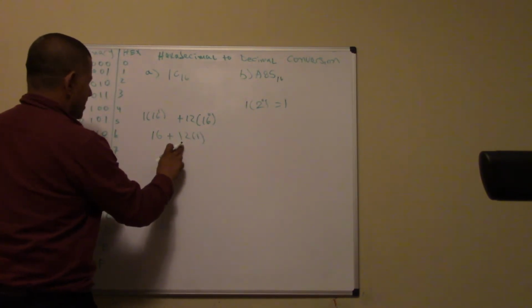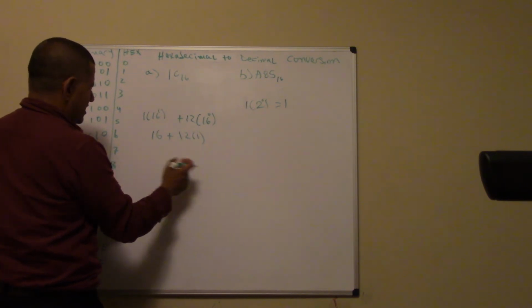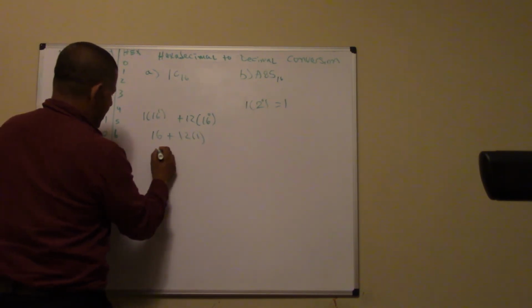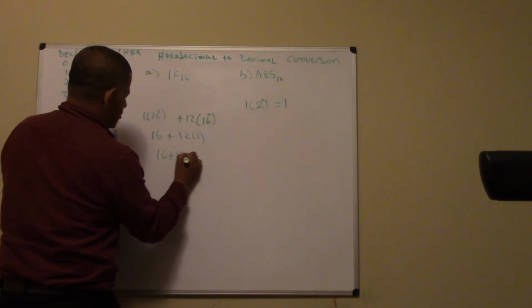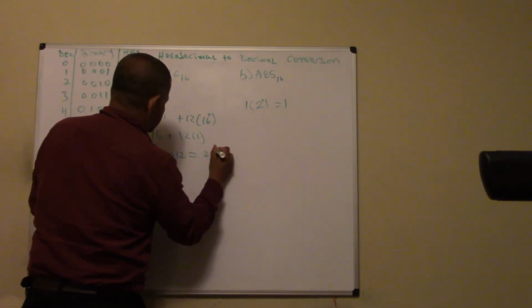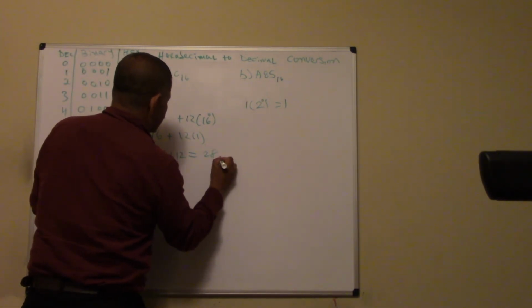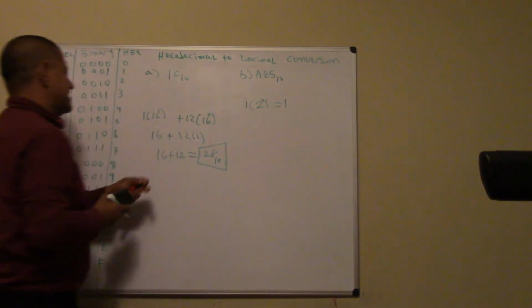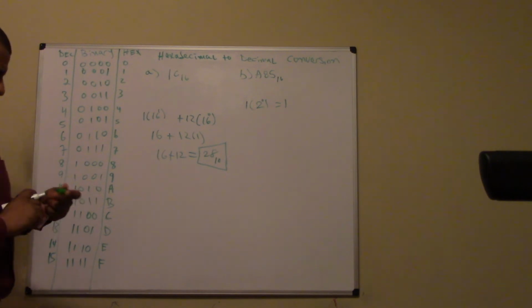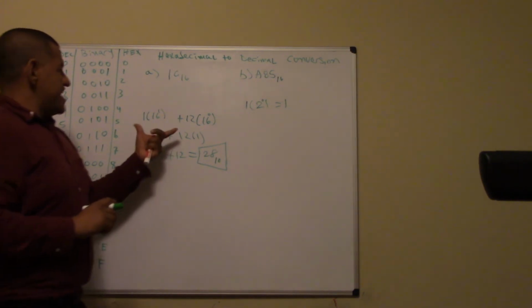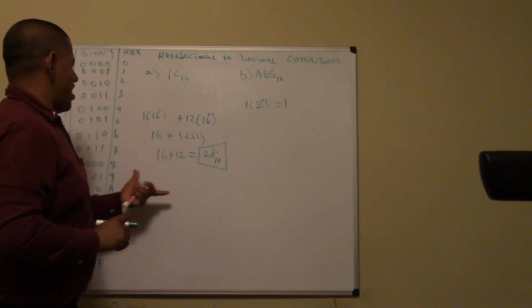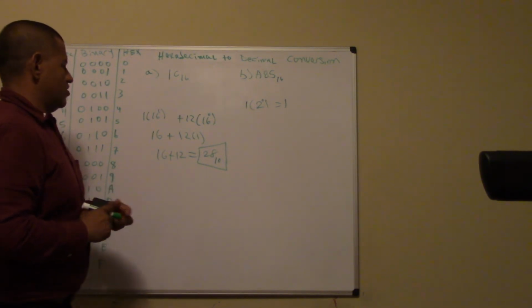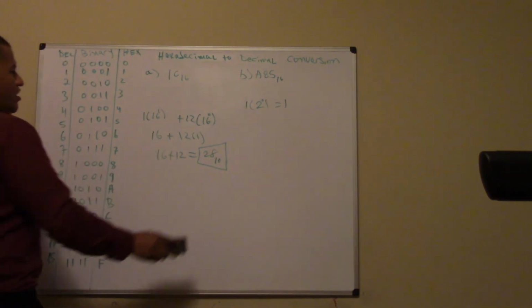Now times 12 is just 12, right? And then if I add those two, I got 16 plus 12, which is equal to 28. And that is base 10. Okay? So this is the second way to do the problem. This requires less work, right? So that's how we do those problems.